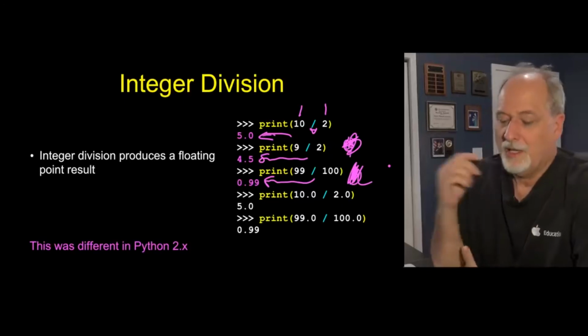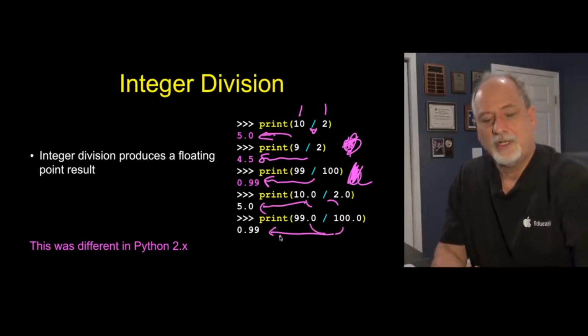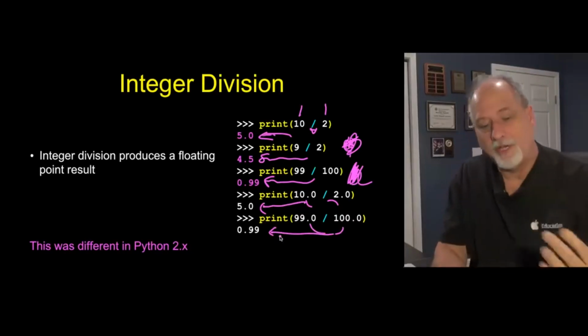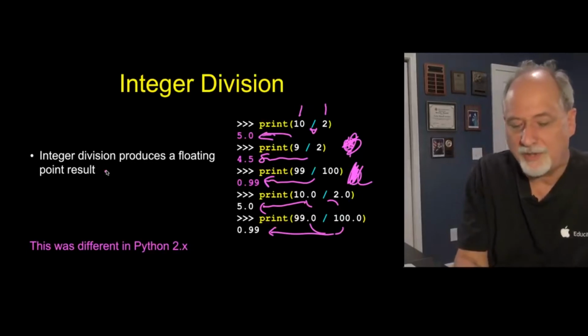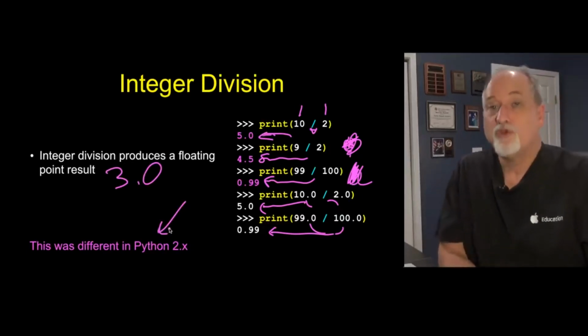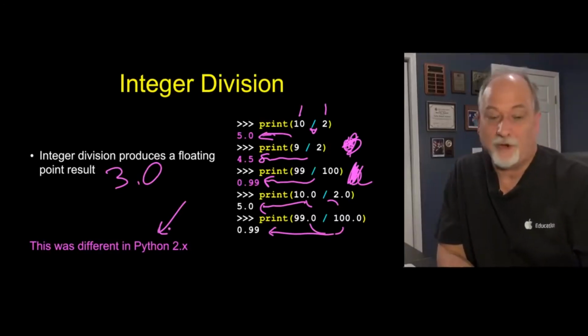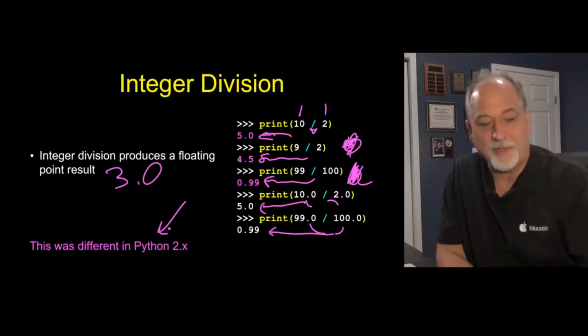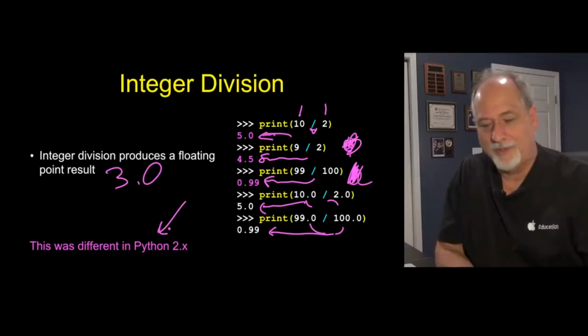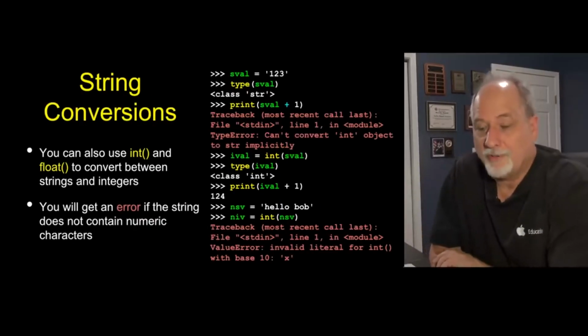Welcome to Python 3. Of course, if there is a floating point on either side, the result is still a floating point. So integer division produces a floating result in Python 3.0, not in Python 2.0. That is an improvement in Python 3.0. And that's why we're recording these lectures. I have a whole great set of lectures about Python 2, and now I'm going to have a great set of lectures about Python 3. Welcome to Python 3.